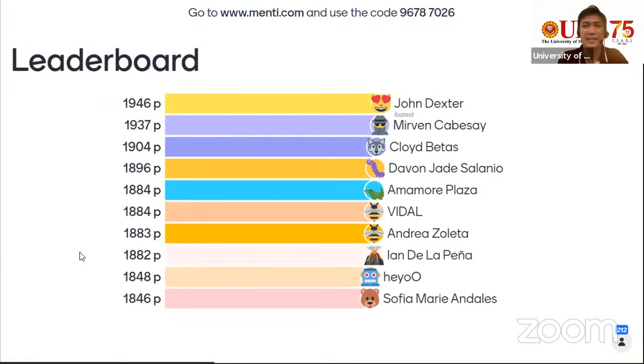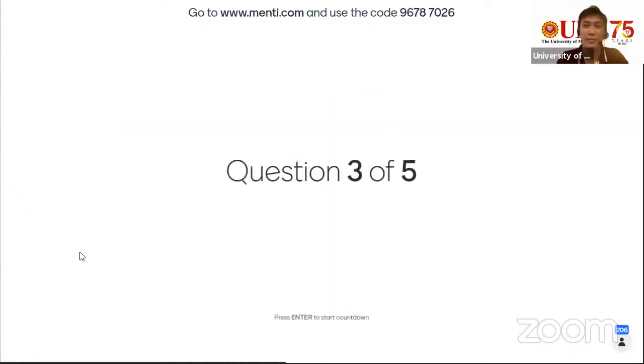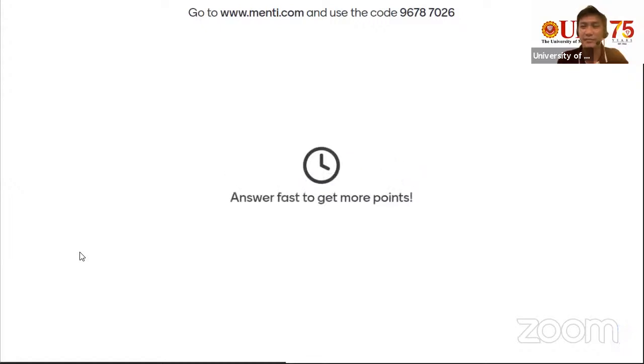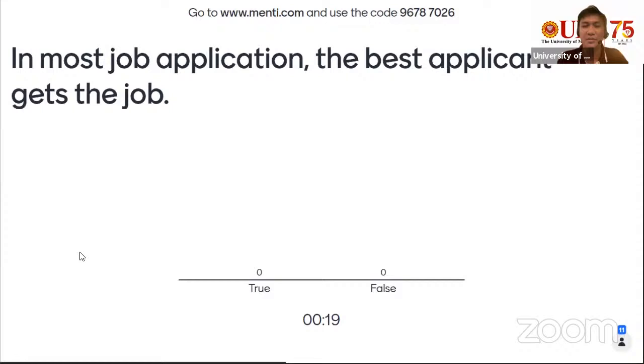Still John Dexter is number 1, then Mervin, then Cloyd. Okay, Adrian is gone. Later we will discuss why it's false, because the purpose of the resume is to get an interview. Question 3 of 5. In most job applications, the best applicant gets the job. Is it true or false?